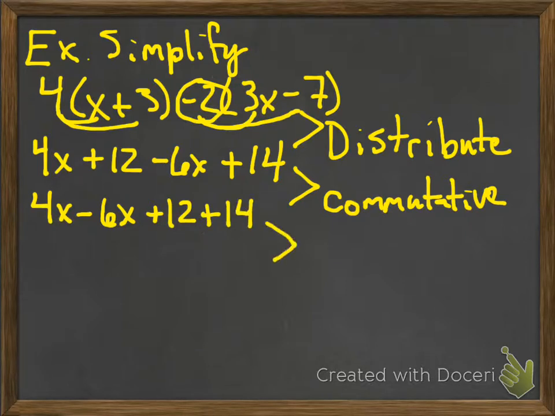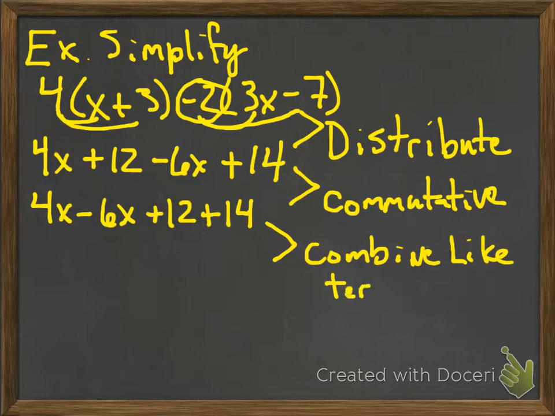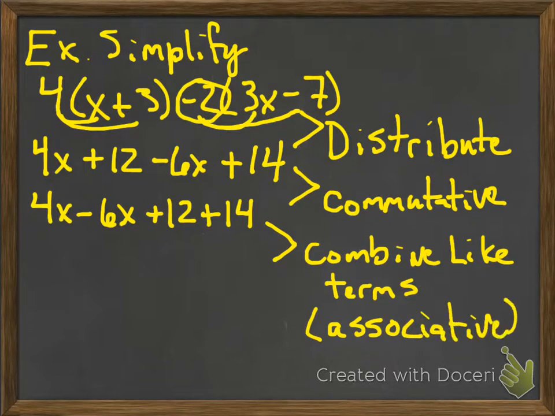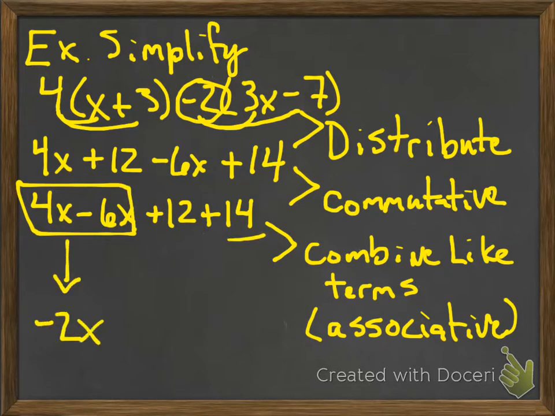Okay, that was my commutative property. So I've distributed and I've done commutative. Now associating, I know by association the x's can go together. I can combine those terms. I know by association 12 and 14 can go together, and I can combine those terms. So when I do that, again, combining like terms, or call it the associative property. That is the associative property. It's allowing me to combine those terms. 4 minus 6 is negative 2. 12 plus 14 is going to be 26, positive. So plus 26, and I've simplified it.